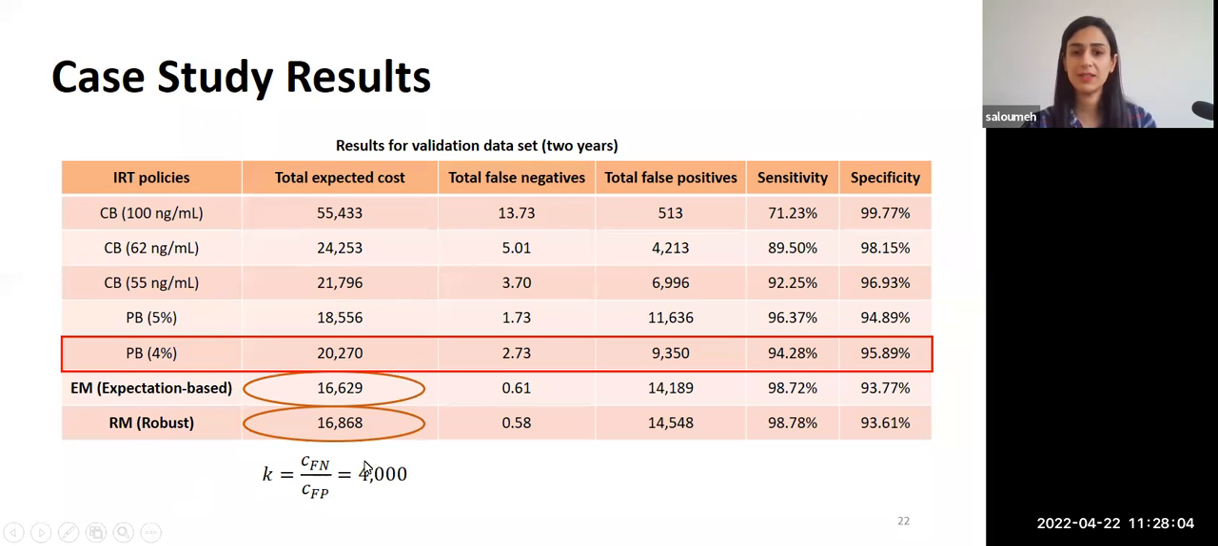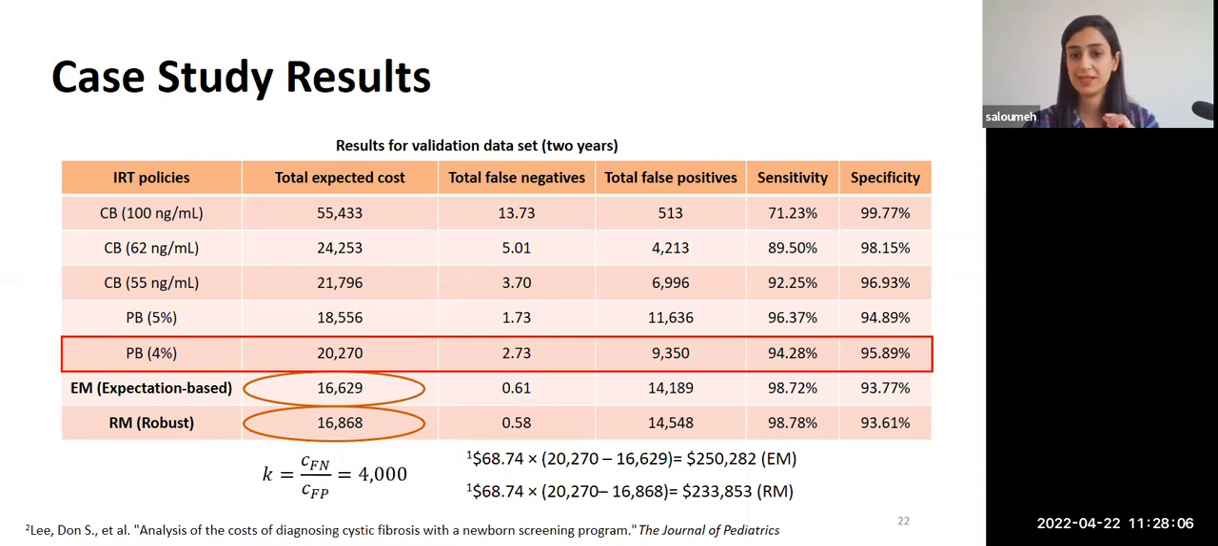If you're interested in calculating the actual saving by using our proposed methods, you can multiply the difference of the cost by 68.74. This is from literature. This is an estimation for the cost of false positives. And you can see that we can save a lot by using our proposed methods, the EM method or RM method. You can see that the total expected cost is lowest for our proposed models.